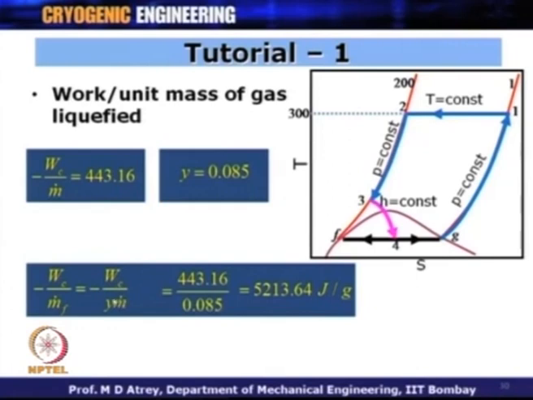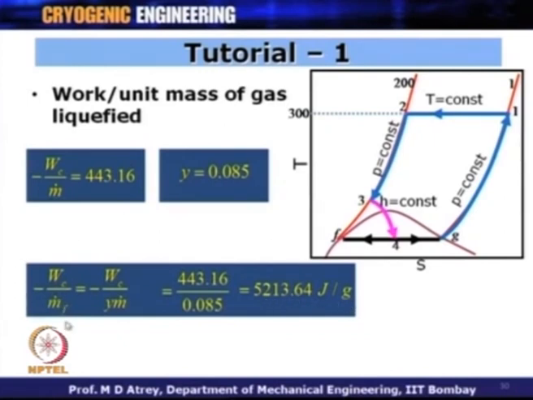So, Wc upon m dot is 443. If you divide that by y, what you get is Wc upon m dot f. So, the work required per unit mass of gas which is liquefied is 5213.64 joule per gram. This is way high as compared to the work required per unit mass of gas which is compressed. This is quite understandable because the m dot f value is very small, and therefore, work done per unit mass which is liquefied is going to be very high.